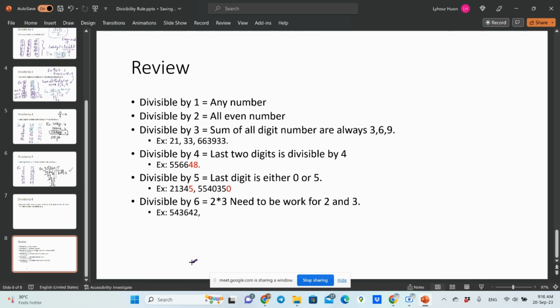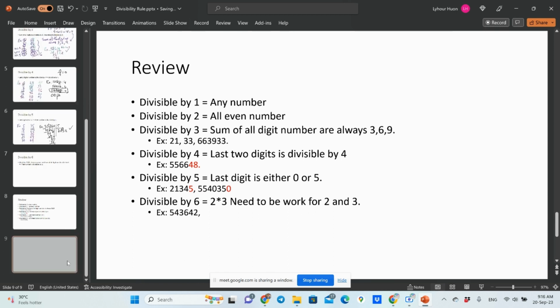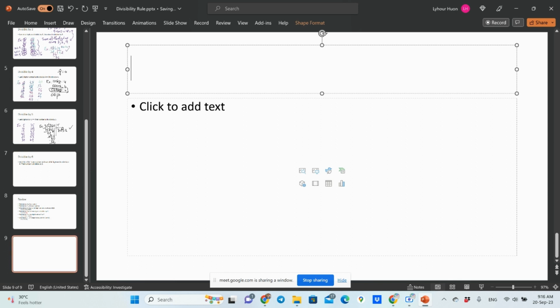So next we will continue with one more challenging rule, which is divisibility by 7. Okay, one minute, please.